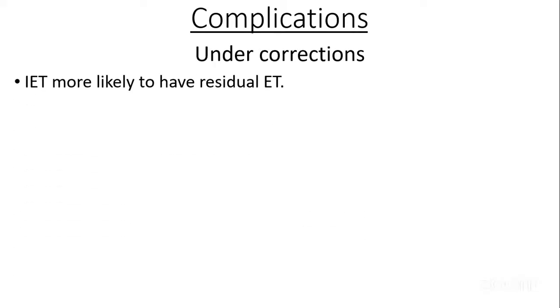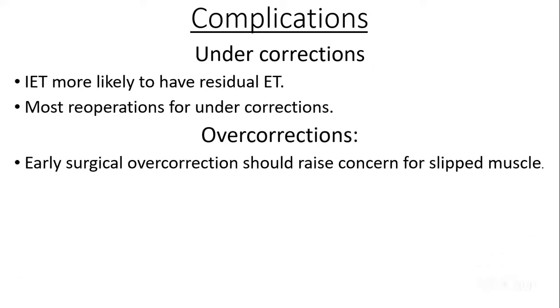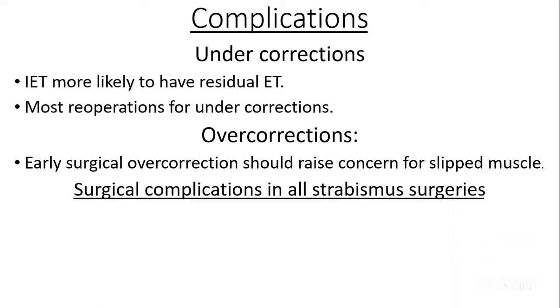If I did three or more recti muscles in one eye, I might get anterior segment ischemia. So as you said, we might have undercorrections or overcorrections. With overcorrections, we have two types. Whether early overcorrection with limitation of adduction, so that will raise the concern of slippage, muscle slippage, or we can have later overcorrection, which might happen because of the dosage of the surgery or a stretched scar.